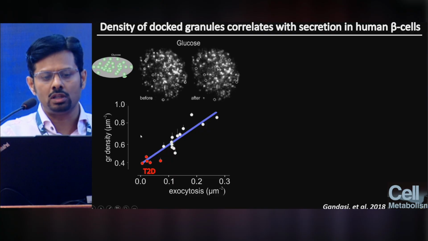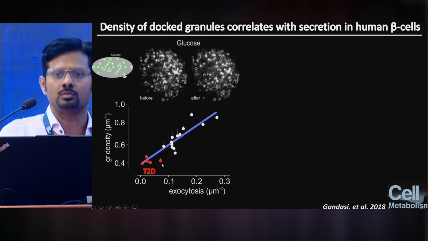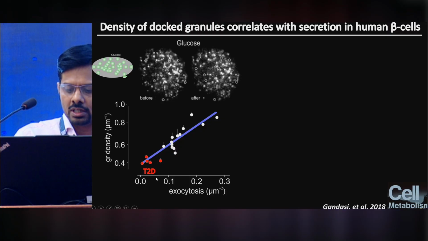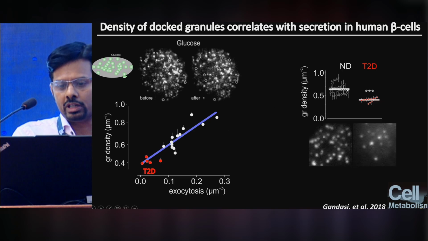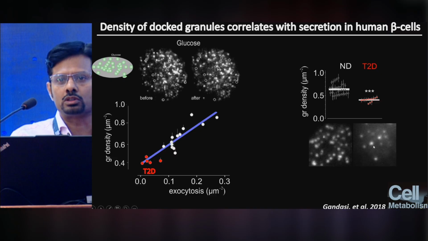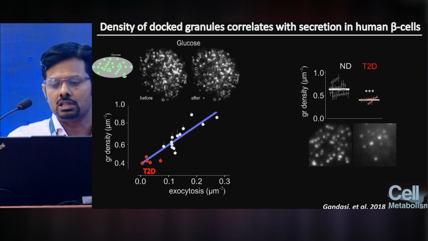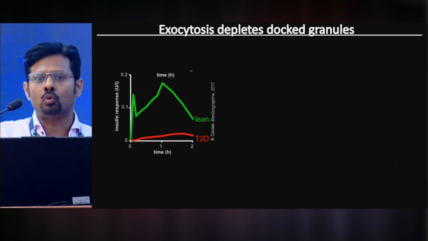Interestingly, there is a small set of data points at the bottom, which are the type 2 diabetic ones, where we see a lesser number of docked granules. And this is what we try to depict. Again, individual donors here, and you see consistently that the total number of docked granules in type 2 diabetes is decreased a lot. So in this sense, what does this mean?